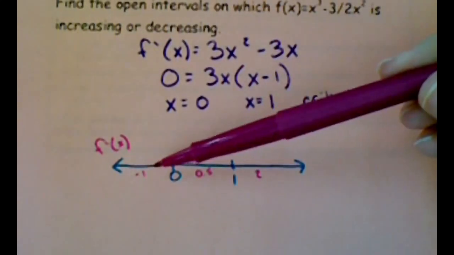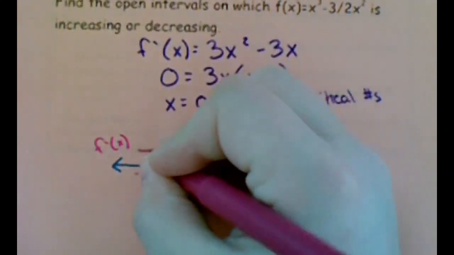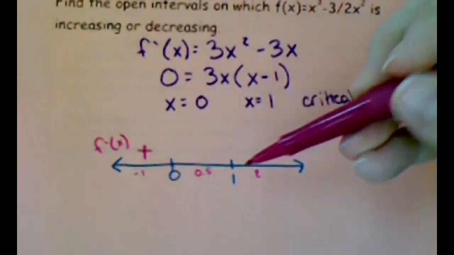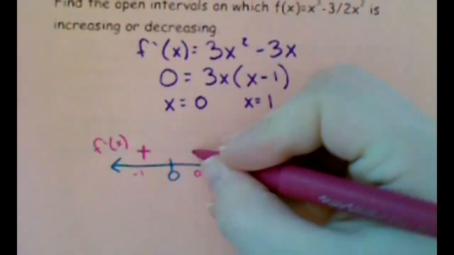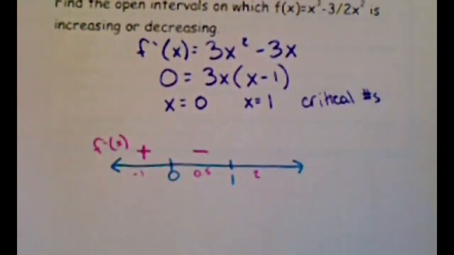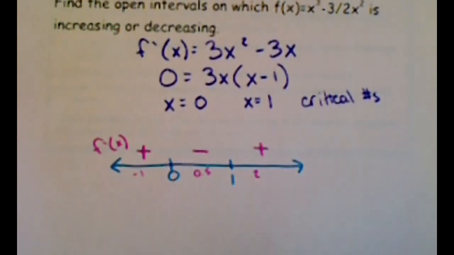So if I plug in -1, I get 3 plus 3, which is 6. I get a positive value. If I plug in 0.5, that one's a little trickier. I have to determine this in my calculator. I get -0.75, so it's negative. And then if I plug in 2, I have 12 minus 6, which is still positive.